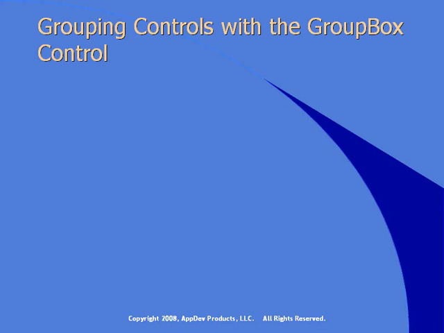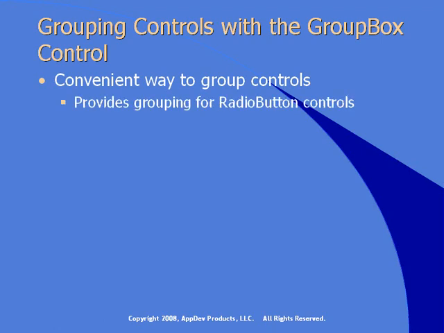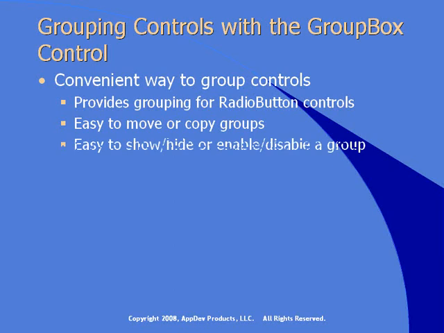We'll start our tour by looking at the group box control. This control provides a convenient way to group other controls so that you can, for example, have grouping for radio button controls, make it easy to move or copy groups of controls at runtime or design time, and make it easy to show or hide or enable or disable a group of controls as a clump. It also makes it easy to set a font for a group of controls because the controls in the group box can inherit their font from the group box control.